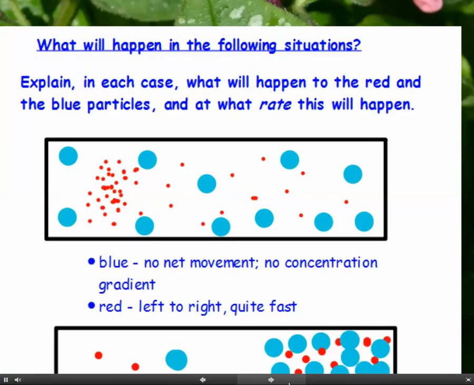So in this example, the blue particles won't diffuse. There'll be no net movement. Although they are moving around, there'll be no net movement because there's no concentration gradient. They're equally distributed. The red particles will diffuse from left to right reasonably fast. There is a concentration gradient.